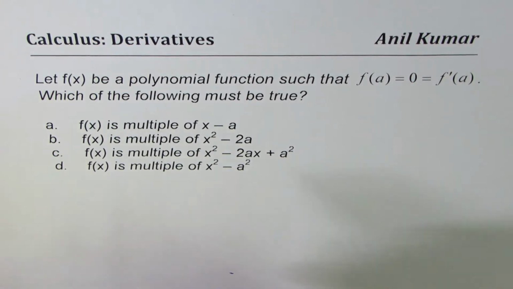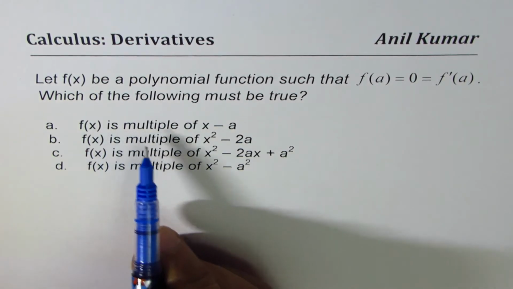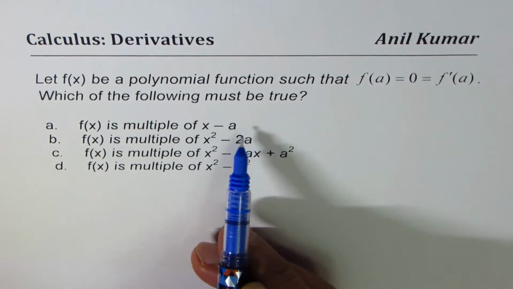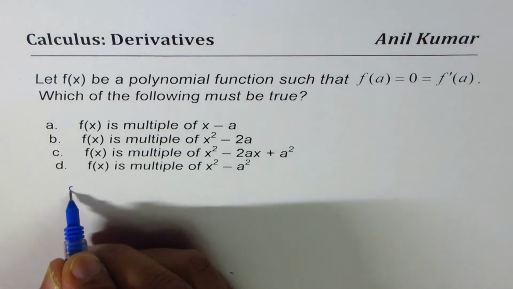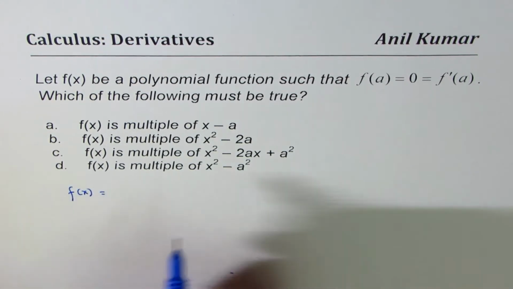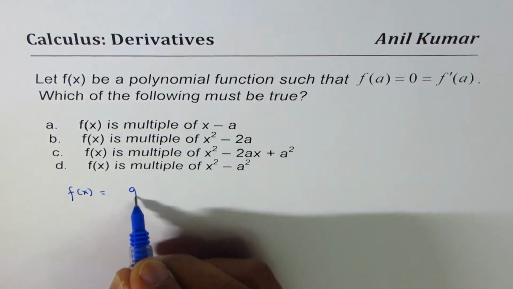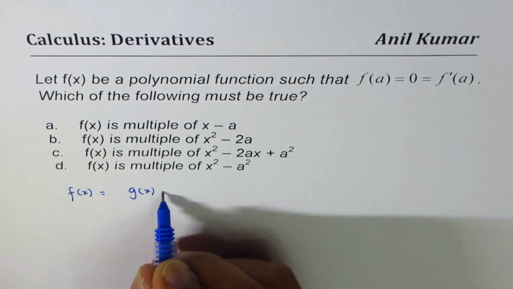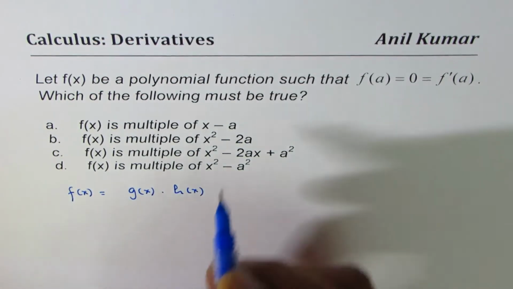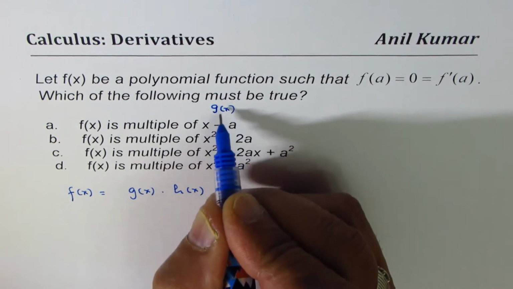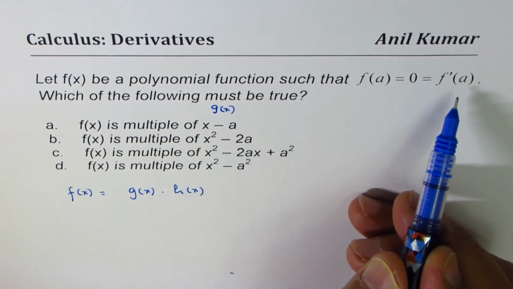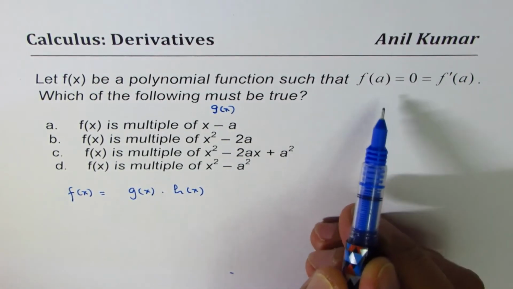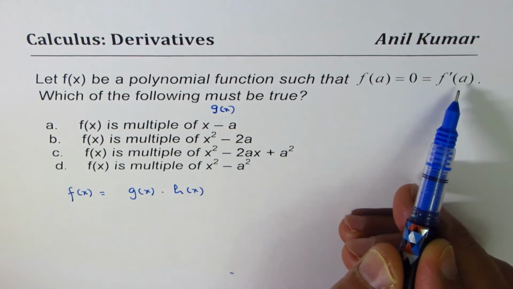Now, as you can see, we're talking about the function being a multiple of a given function and something else. Do you see that? It's a multiple. So we could treat f of x as the given function, let's say g of x times h of x, right? So we are saying that is g of x, one of these functions, right? Now, there are two conditions here. At a, the function is 0, and the derivative is also 0 at a.